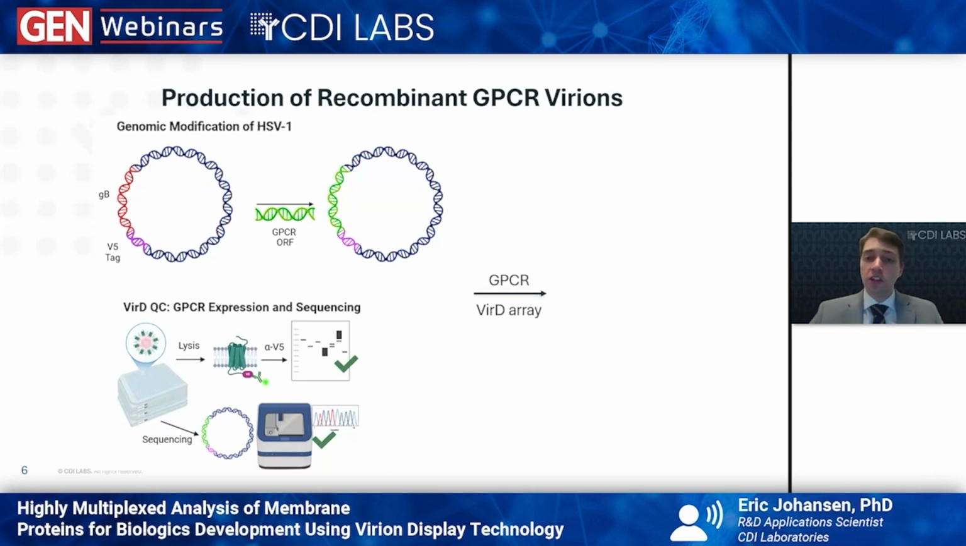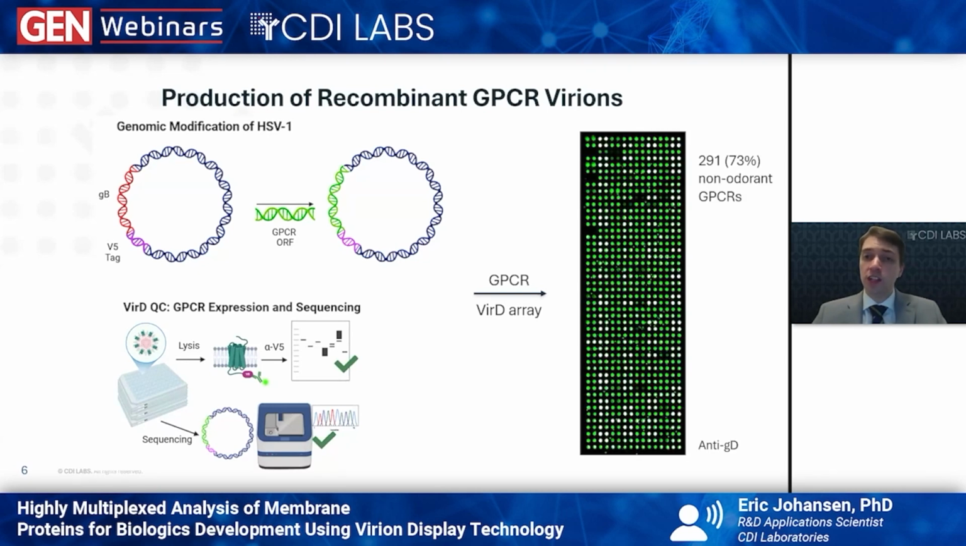With the resulting virions, we're able to then fabricate the virion display array, in which we take purified virions for each individual GPCR in our collection and spot them onto functionalized glass slides. To date, we have done this with 291 non-odorant GPCRs. This represents roughly 70% of all non-odorant GPCRs, but we have since expanded our collection to include a series of receptor tyrosine kinases, as well as popular immune signaling targets.